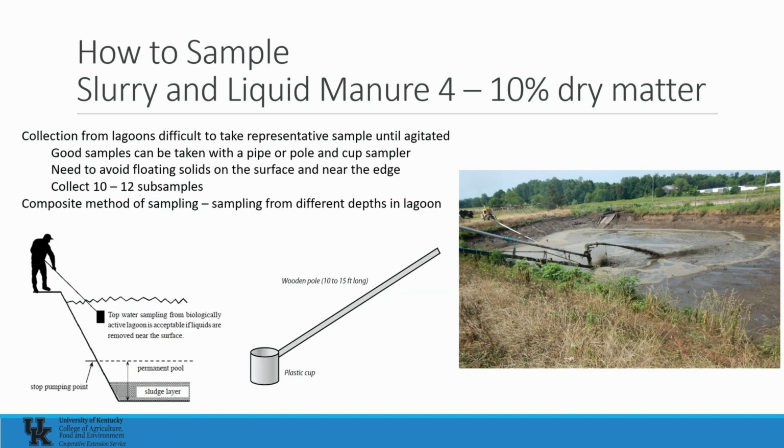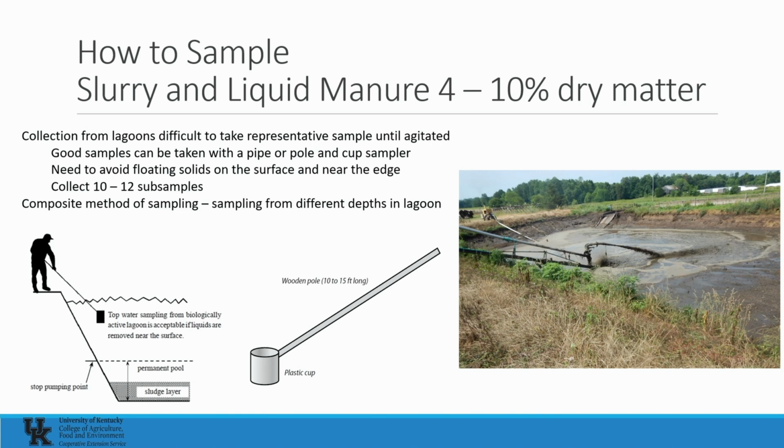Let's talk about sampling from lagoons. So once again, this is a little more difficult to sample directly from the lagoon. It's usually accomplished by having a cup on a wooden pole that's 10 to 15 feet long. Once again, this is a little hazardous. We don't want to fall into the pit.